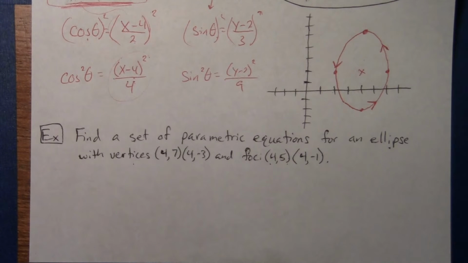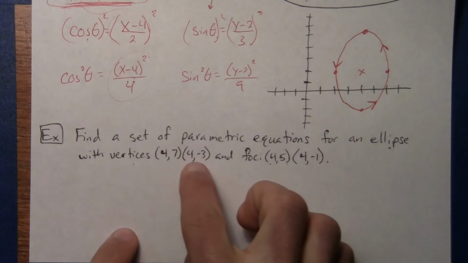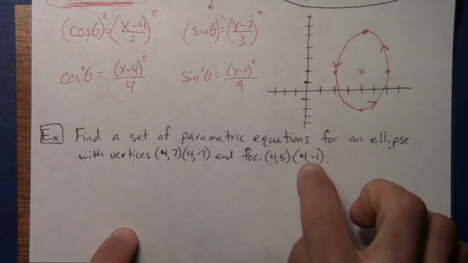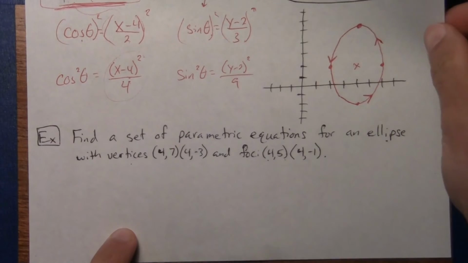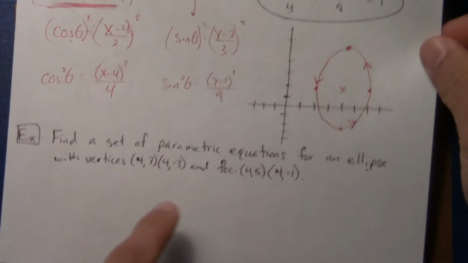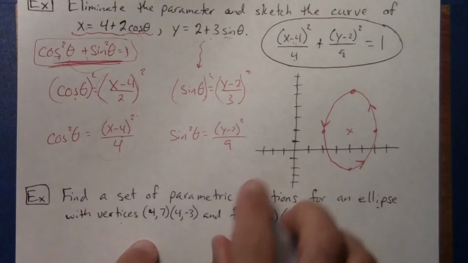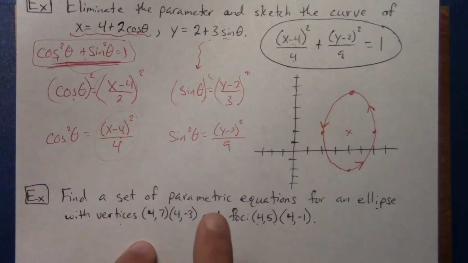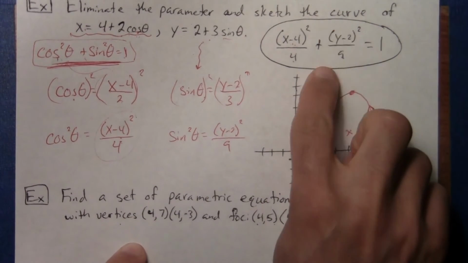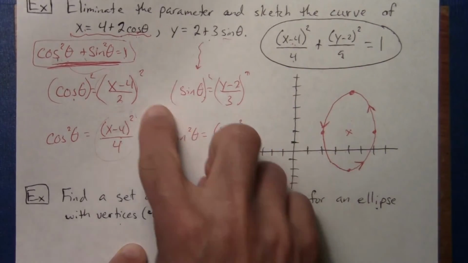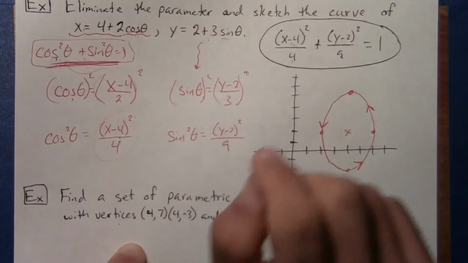Alright, the last one on the front side before we do the back side is: find a set of parametric equations for an ellipse with vertices (4, 7), (4, -3), and foci (4, 5), (4, -1). They're asking you for parametric equations. They're actually looking for answers like this. So what we're doing for this problem is we're working backwards. With this information, I need to come up with this equation and then basically work backwards to get to here.